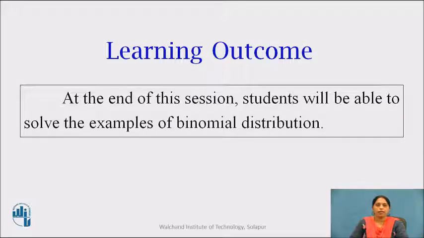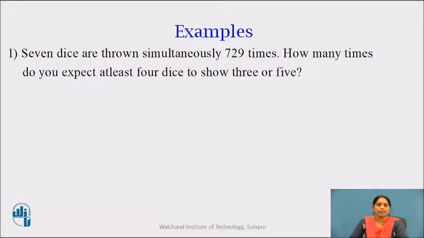The learning outcome is, at the end of this session, the students will be able to solve the examples of binomial distribution. In the previous videos, we have seen the definition of binomial distribution and the assumptions to apply the binomial distribution. We have seen three types of examples in which we have obtained the constants, then we have obtained the probability using binomial distribution, and also we have seen how to find the frequency using binomial distribution. Now in this video we are going to see a few more examples on binomial distribution. Let us see the examples.